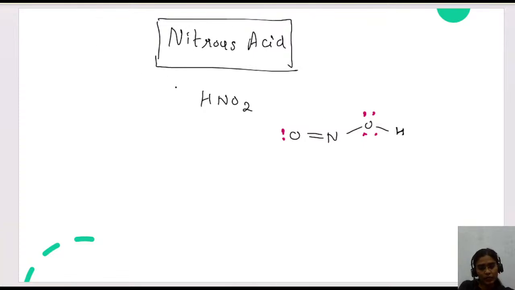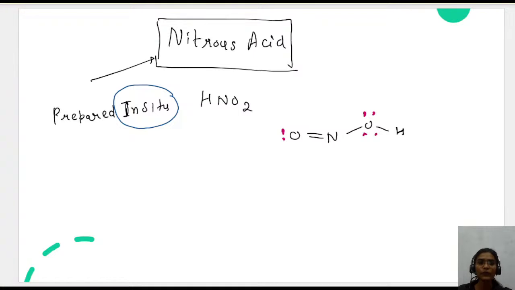For nitrous acid, how is the reaction going to happen? First of all, it is prepared in situ. What is the meaning of the word in situ? If you know a little bit about in situ or ex situ processes: in situ means inside the reaction, we are not using HNO2 directly. Actually, we are making the HNO2 within the reaction. That's why the name of the reaction is an in situ reaction.